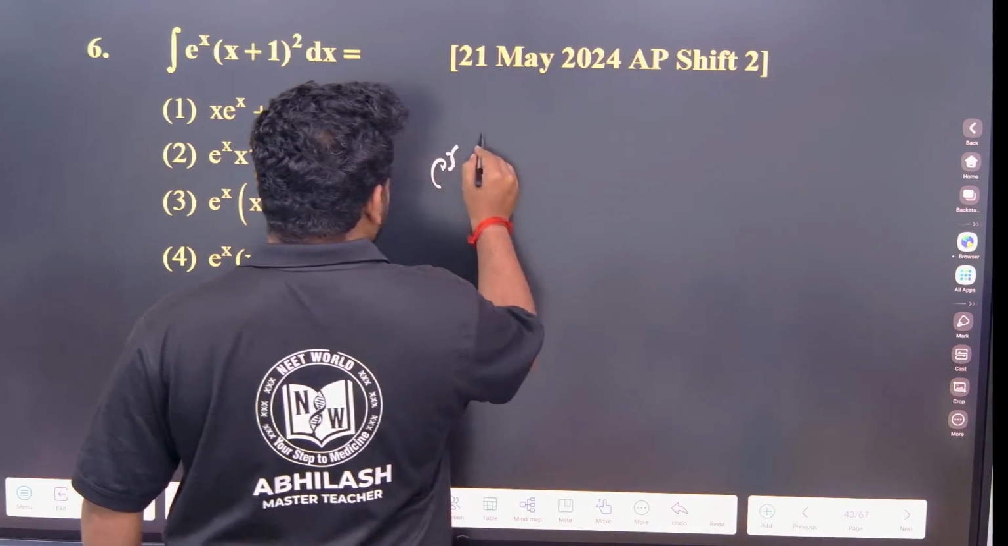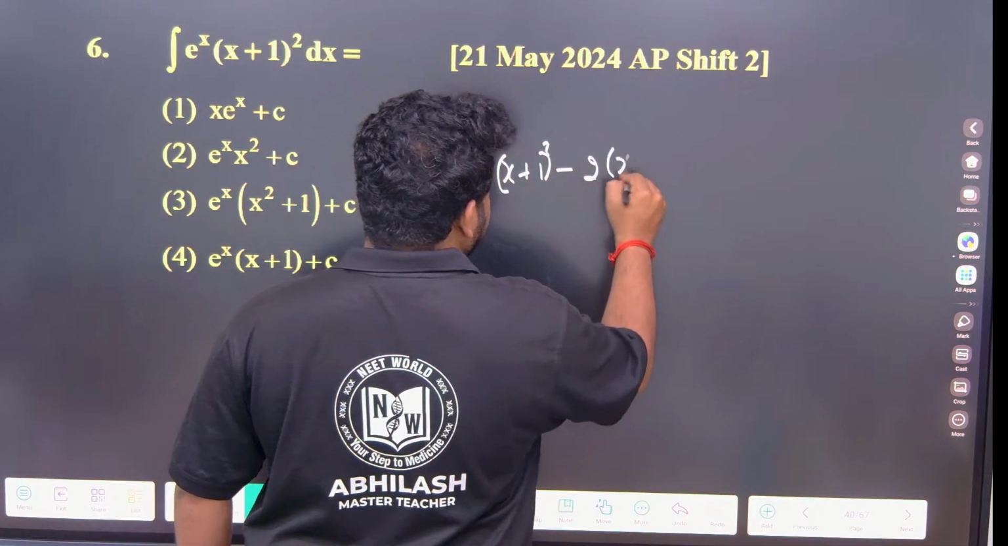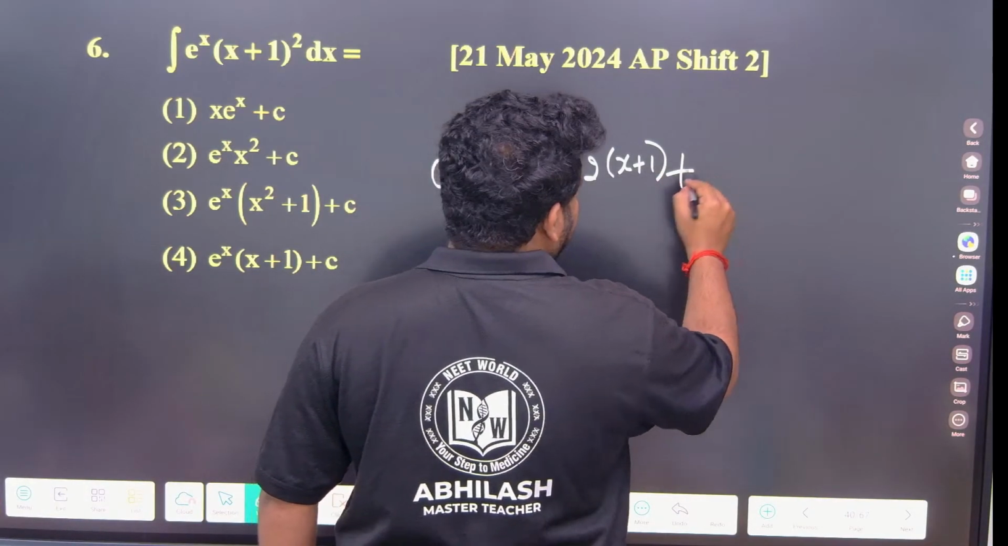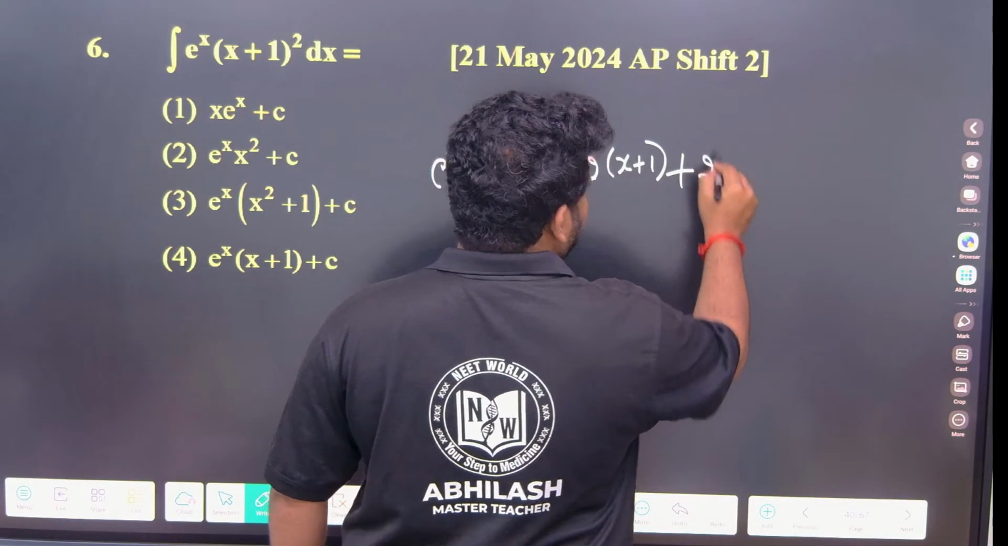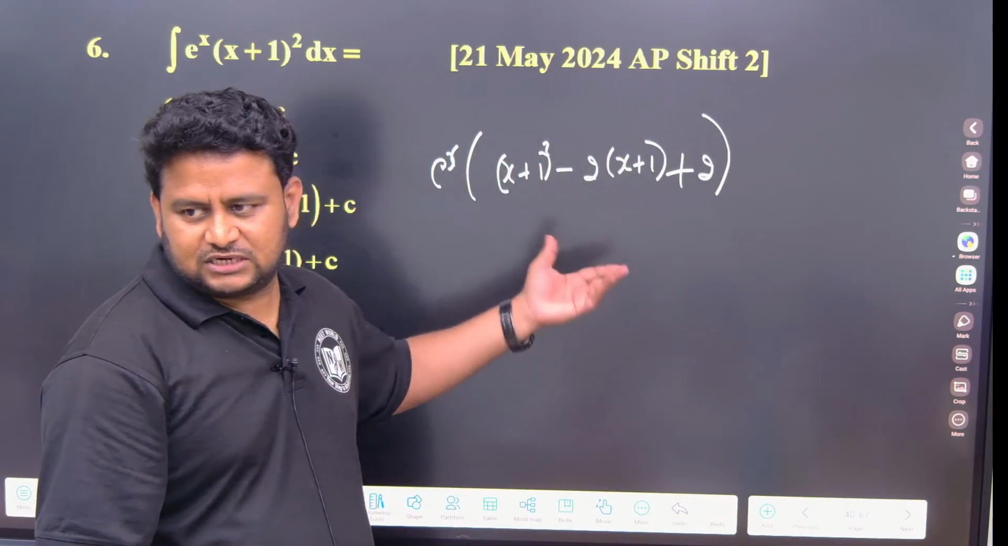e^x times (x plus 1) whole square minus 2 times (x plus 1), plus what is it? 1, correct, plus 2 it will be. The derivative of 2x is what? 2. That's all, that is the answer.